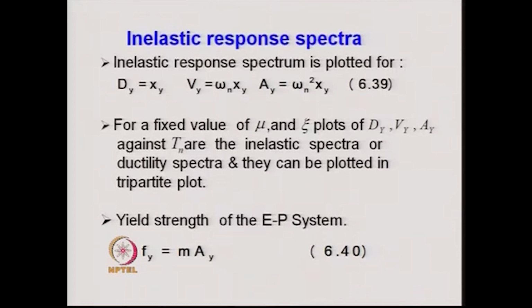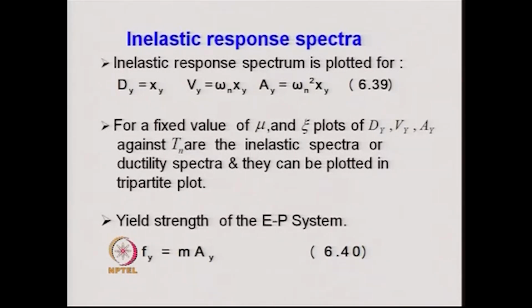The way we did for the pseudo velocity spectrum in the case of the elastic response spectrum. And the acceleration inelastic response spectrum is equal to omega n square into xy, that is, the displacement inelastic response spectrum is multiplied by omega n square, like we have done in the case of the elastic response spectrum. So, the plot of these quantities can be made against Tn, and that would give us the response spectrum.